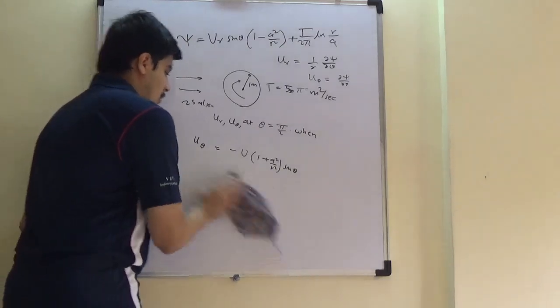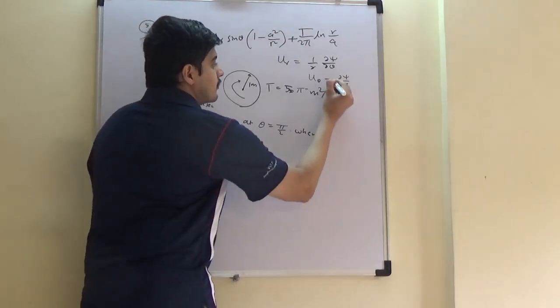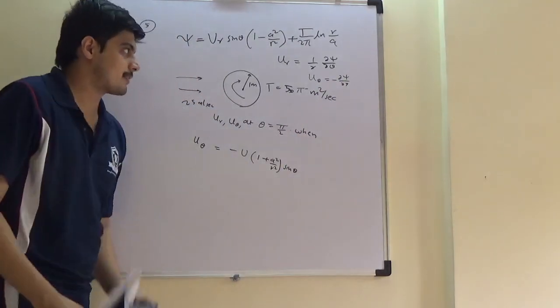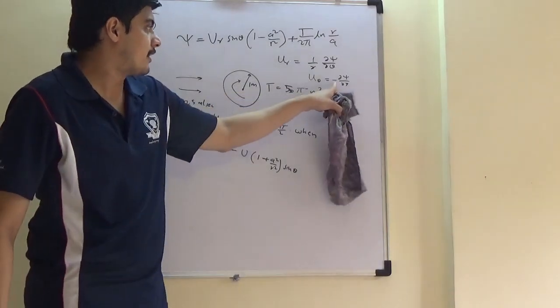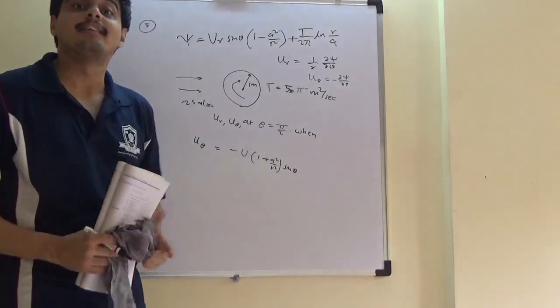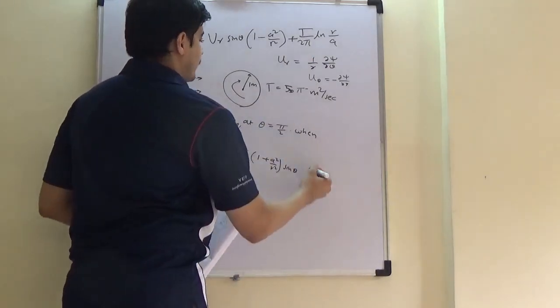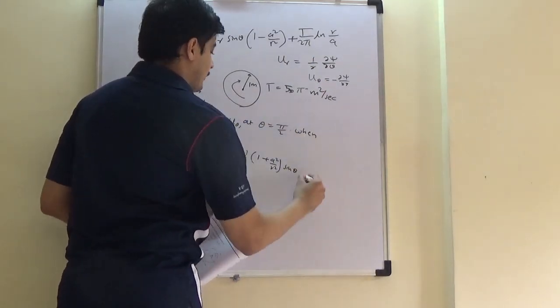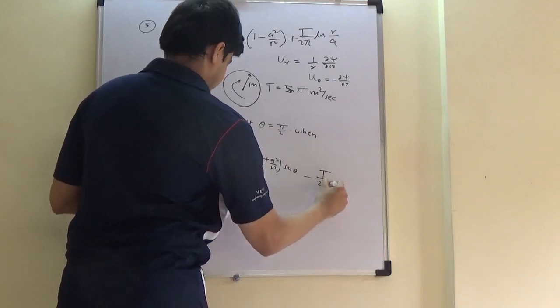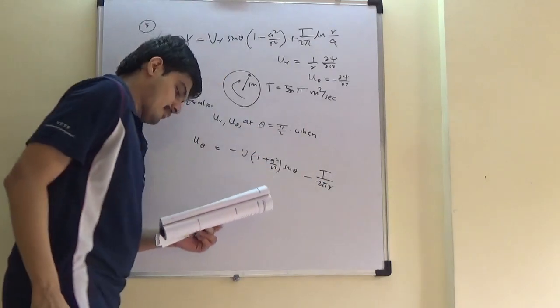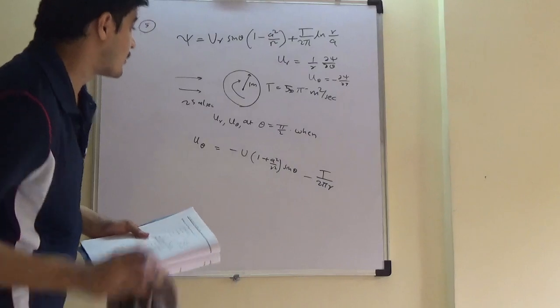So the correct way to always remember in case of confusion is this, the rotationality effect, minus sign. Never forget this minus sign. And then the ln of r gives 1 upon r.